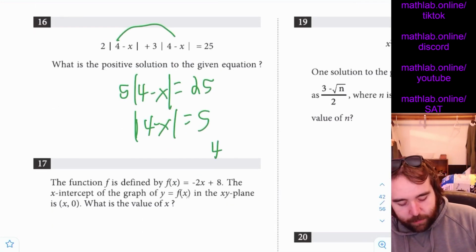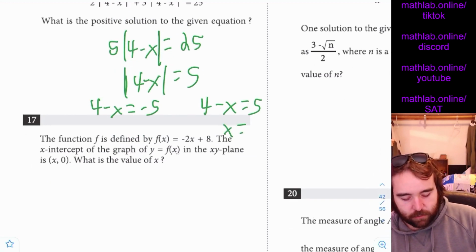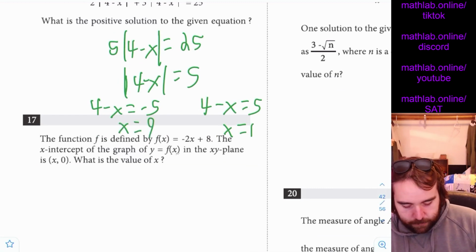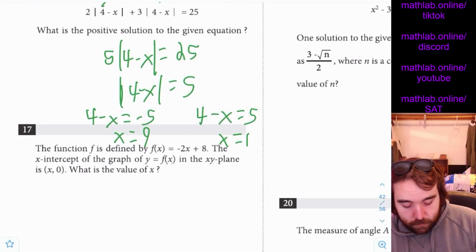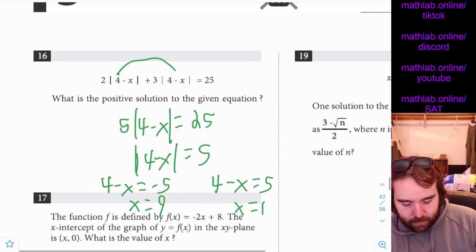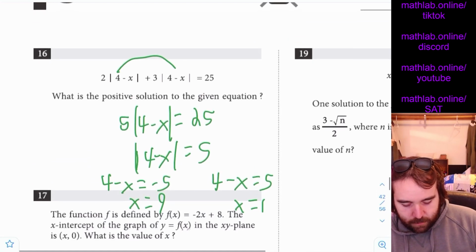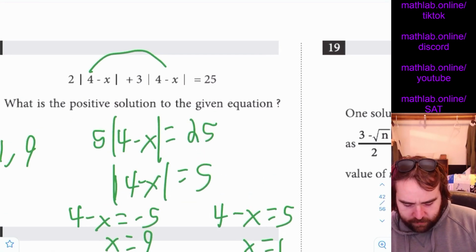And then I'll write it out. How do we do this? We separate it. We got positive 5, we got negative 5, we solve both of those equations. So we get x equals 1, and we get x equals 9. What is the positive solution? Did I not just find that there's 2 positive solutions? 1 or 9? They would normally word that differently if that wasn't the case.